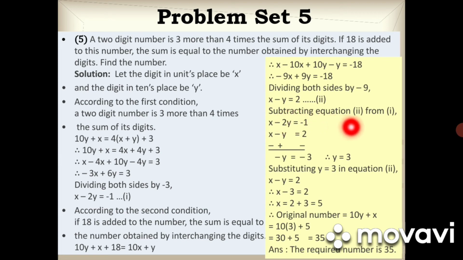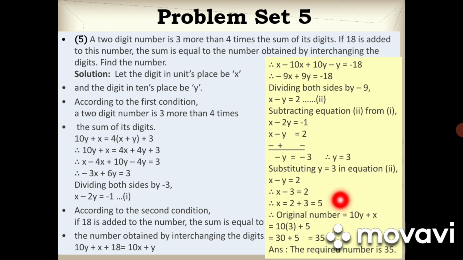Subtracting equation 2 from 1, x minus 2y is equal to minus 1 minus x minus y is equal to 2. The signs of equation 2 will change and x term will be eliminated. Therefore, we get minus y is equal to minus 3. Therefore, y is equal to 3. Substituting y is equal to 3 in equation 2, x minus y is equal to 2. Therefore, x minus 3 is equal to 2. And therefore, x is equal to 2 plus 3, and that is equal to 5.